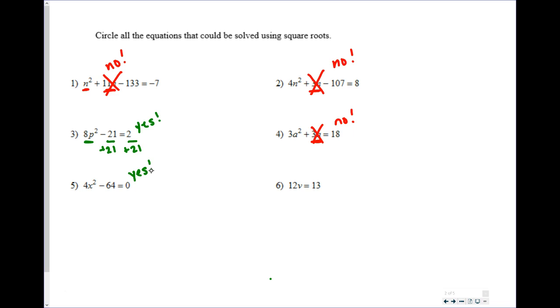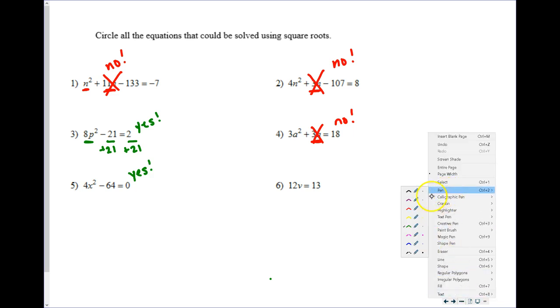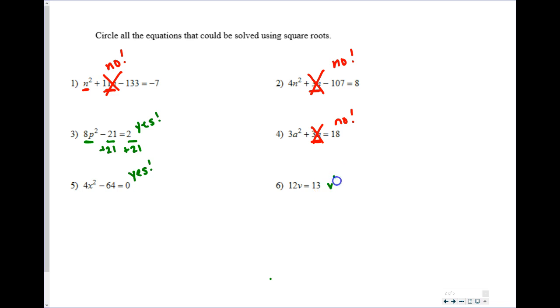And number 6 is interesting. Number 6, we're actually missing the v squared term. Where's the v squared term? It's not there. In fact, if I wanted you guys to solve this and get v alone, you could do that by just showing this work. In fact, this equation is not quadratic. This equation is actually linear. So we can't solve it using the square root method, but we could solve it just using what we've learned in middle school. Okay, so it's really important that you be able to recognize.